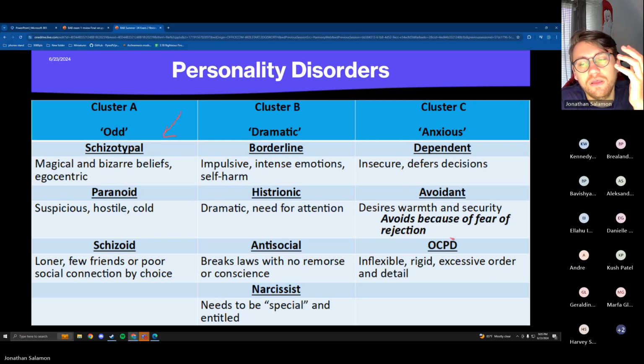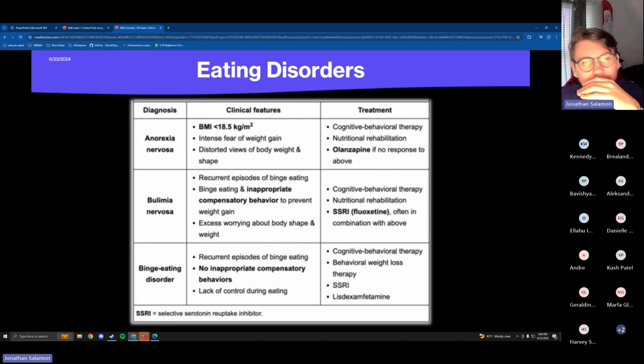Schizotypal. And then OCPD is what people usually think about when they're saying like, oh, I'm so OCD about this, right? You're really rigid about things. You're really particular about things, but it's not an obsessive compulsive disorder.